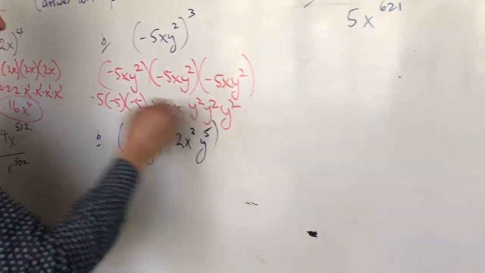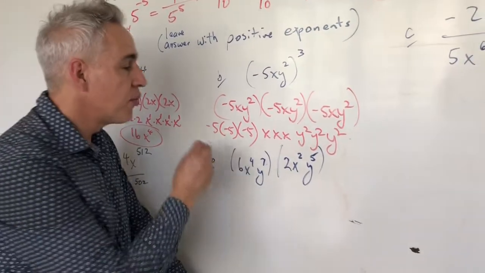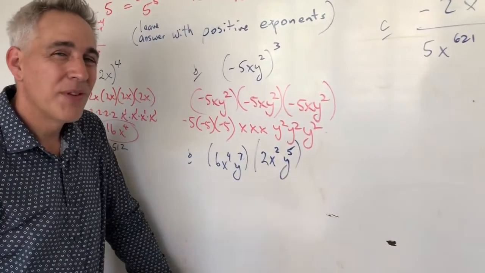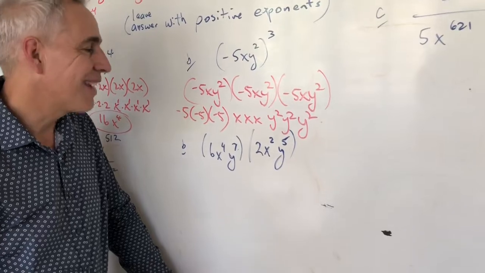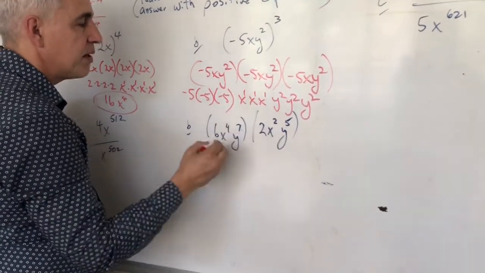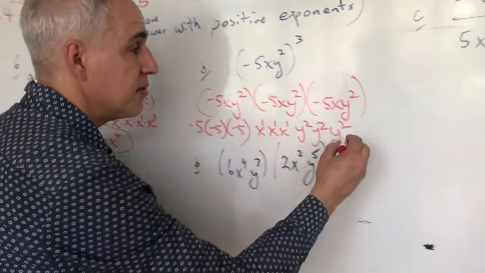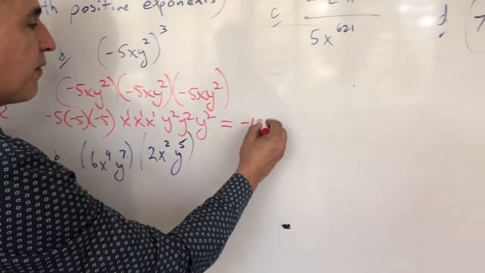Some students like to skip this step, and it's not an idea that I would advise. It really is good to write this out. And what's the big deal? It takes another 15 seconds. So now it makes it really easy. You can see that these are invisible ones put together. Negative 5 times negative 5 is 25, times negative 5 is equal to negative 125.